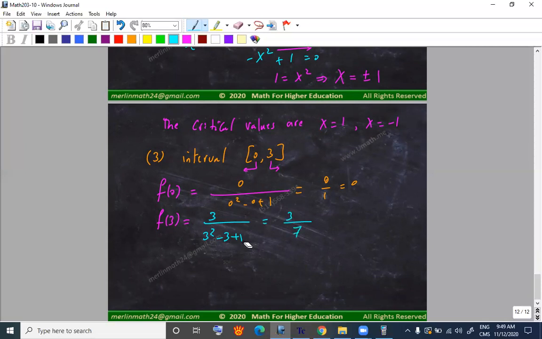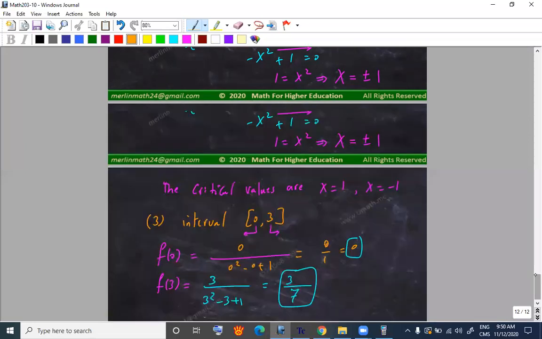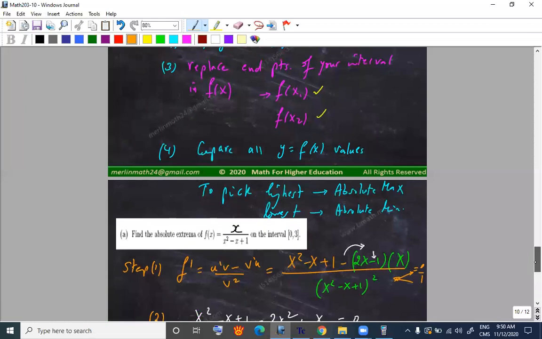Sorry, it's 9 plus 1, 10 minus 3, 7. 9 minus 3, 6 plus 1, 7. It's correct. Yeah, 3 over 7. Okay, that's what I look at as well. I want to look at 0 and 3 over 7. Those are the y values. f of 0 means y. Step 4, I still have to determine f of the rest.